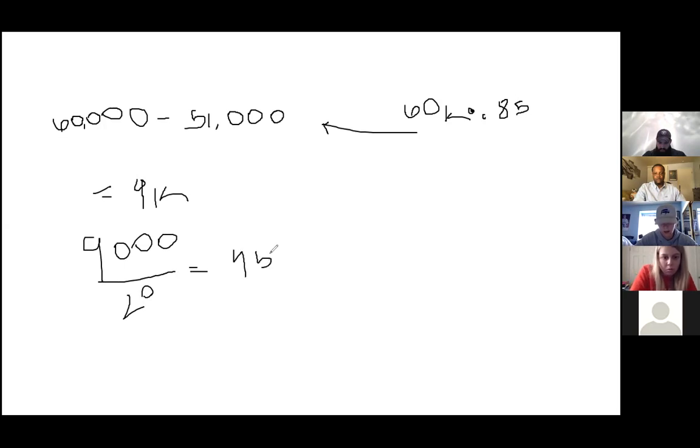Now, since this is a semi-annual bond, you divide this by 2 to get 225. And once you get 225, that's your bond investment value for this journal entry. So you do bond investment, and you debit that for 225.